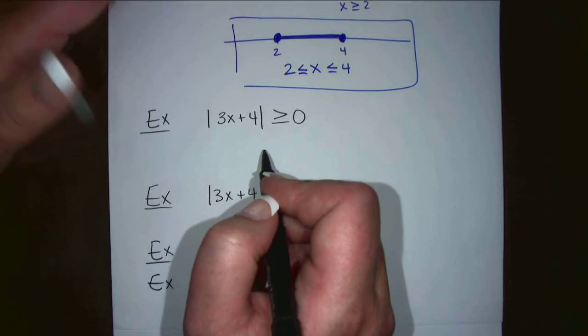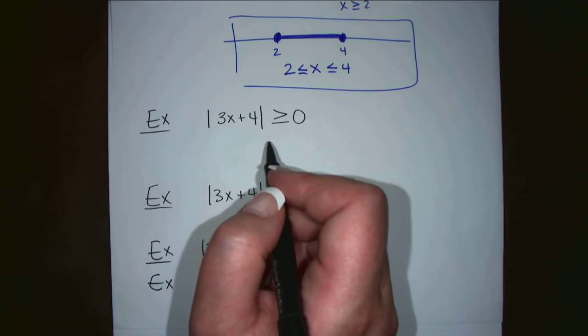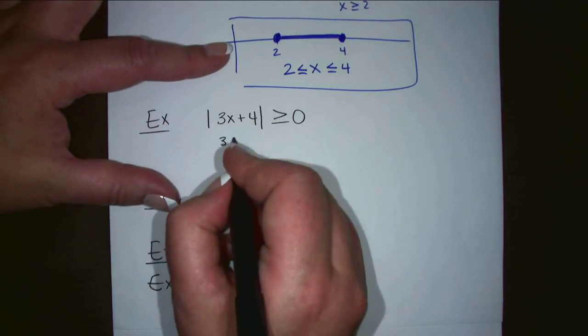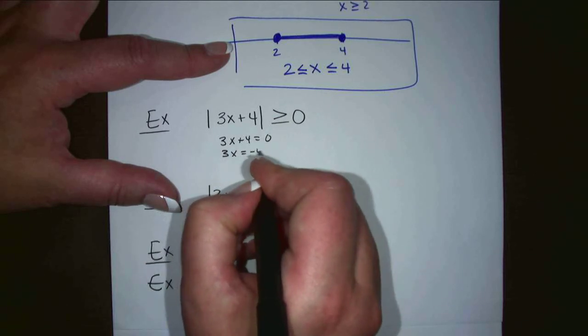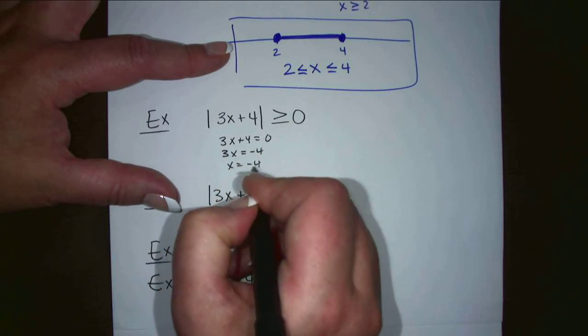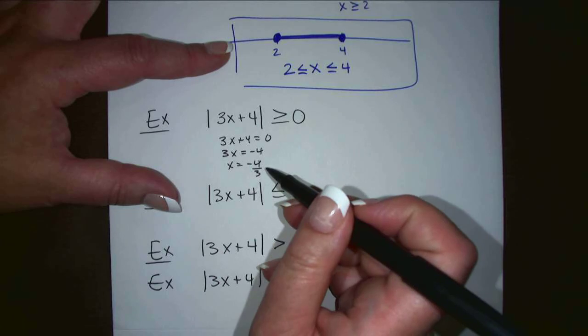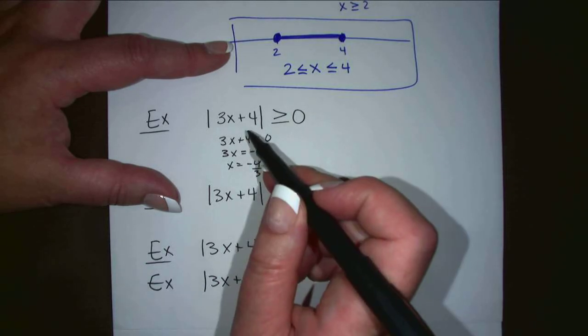You can't say it's on the outside. 0 is just one number. So we just solve it. 3x plus 4 equals 0 gives me what? Minus 4 over 3. So minus 4 over 3 is the number. If I plug it in, I get 0 as the answer.